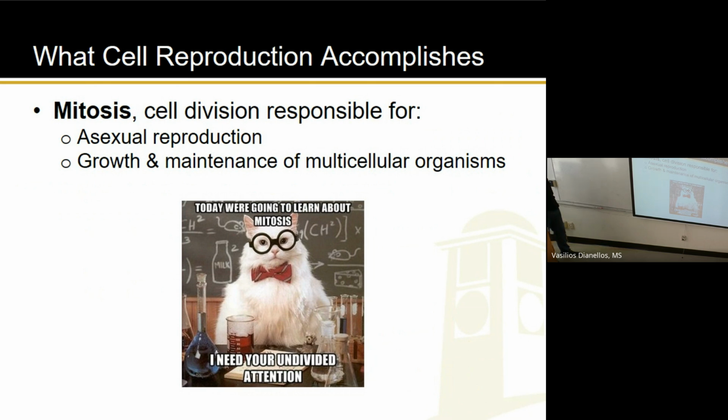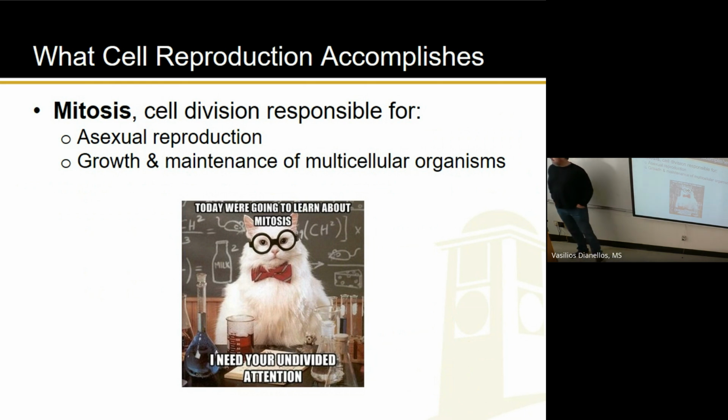But it's also responsible for the stuff we mentioned earlier, growth and maintenance of multicellular organisms. Like I said, you're sitting here right now, and some of your cells are reproducing. Some of your cells are going through cellular division, and that cellular division is called mitosis. You're not making a new organism, right? You're not making a clone of yourself, but some of your cells are going through growth and maintenance.